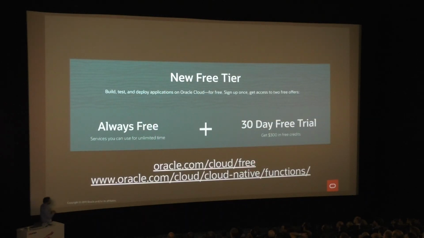We also have a free tier for Oracle Cloud. Functions is not in there. It's not in the always free, which is basically just compute and database. But that means that you can also take Fn and run it for free on top of Oracle Cloud, and it's always free. Now, you can also just use the free tier of Functions. It's also free. So we are very good at Oracle at having different types of free.